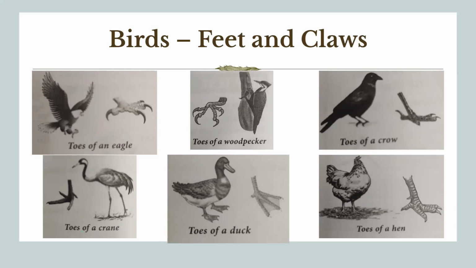Flesh-eating birds are vultures, eagles, and hawks. They have strong feet and claws to hold their prey. While flying, how do they catch? Their claws, what is the name given to the claws? Their claws are called talons. Remember it. Talons.